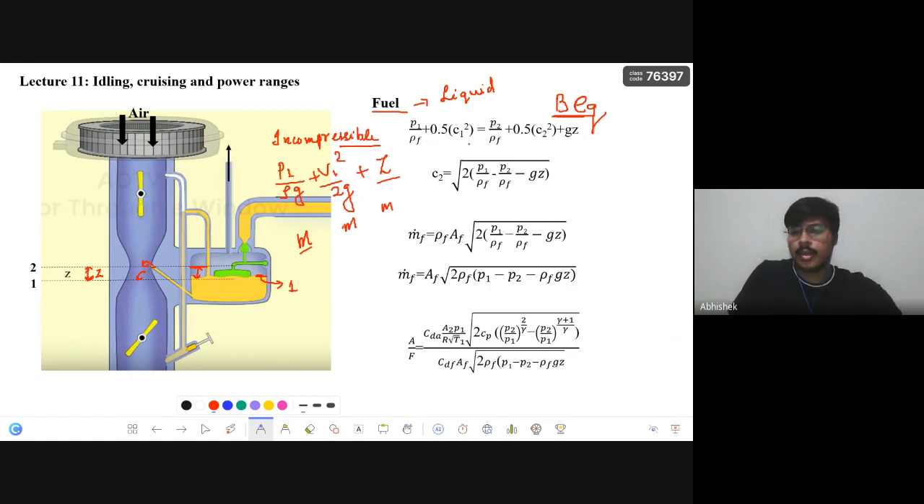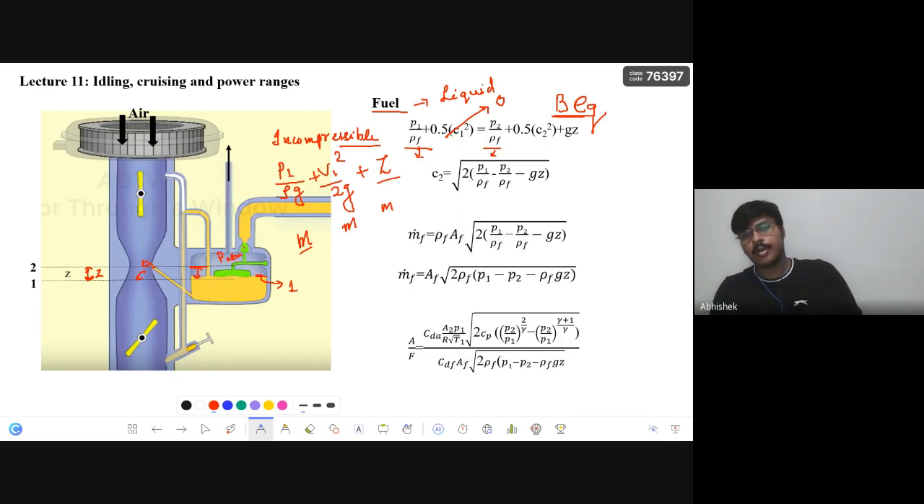So directly we can write P1 by rho f plus 0.5 C1 square equals P2 by rho f plus 0.5 C2 square plus gZ. What is rho f here? Density of the fuel. It is constant, that is why I've kept it constant. Here we are taking C1 as 0, because, as I've already said, atmospheric pressure is present and we consider the air is stagnant. So C2 is the square root of 2 into P1 by rho f minus P2 by rho f minus gZ. Everyone understood how it came?